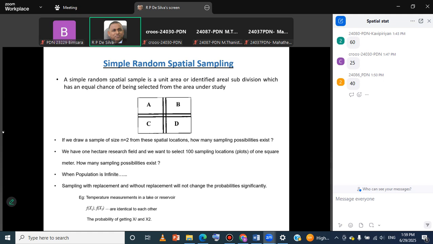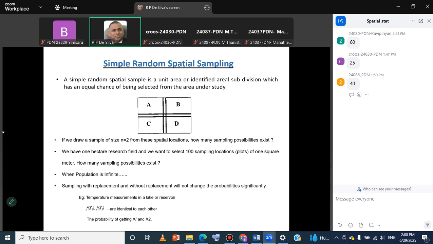Okay. So when you talk about sampling in a lake, you measure temperature. So there's no problem of replacing. Once you measure the temperature, it will not affect the next measurement.